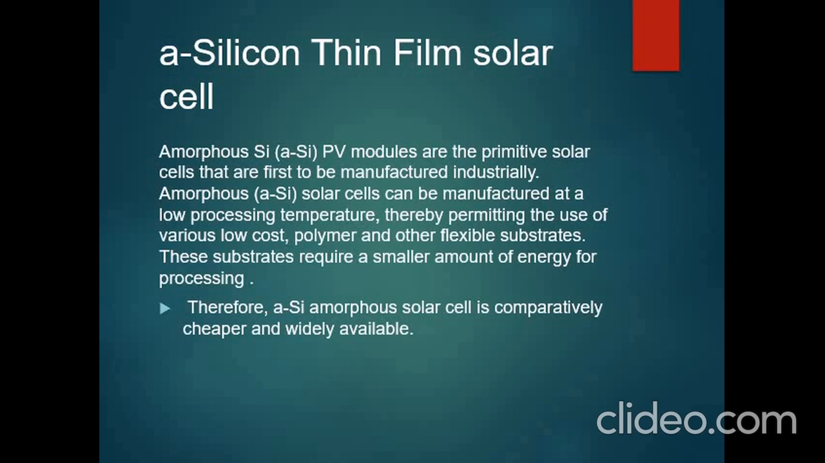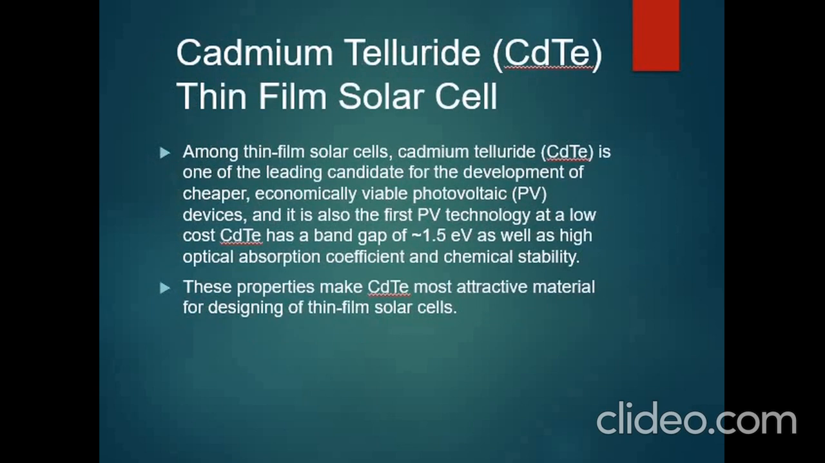For amorphous silicon solar cell. Now coming to cadmium telluride thin film solar cell, it is one of the leading candidates for development of cheaper and economical photovoltaic device. It also has the advantages of low cost, a band gap of 1.5 electron volt, high optical absorption coefficient, and chemical stability. Those are all the advantages, but there is a disadvantage also.